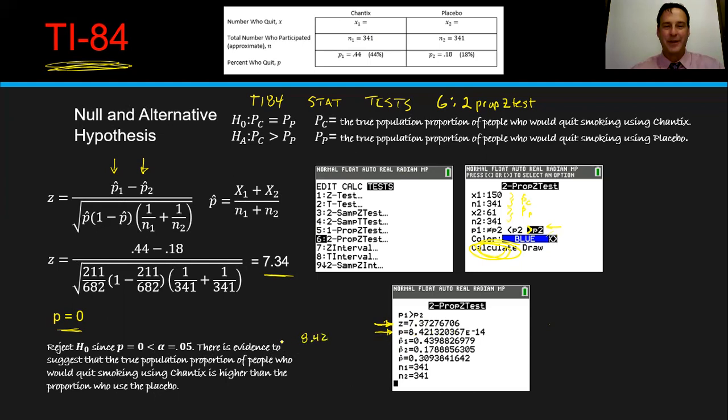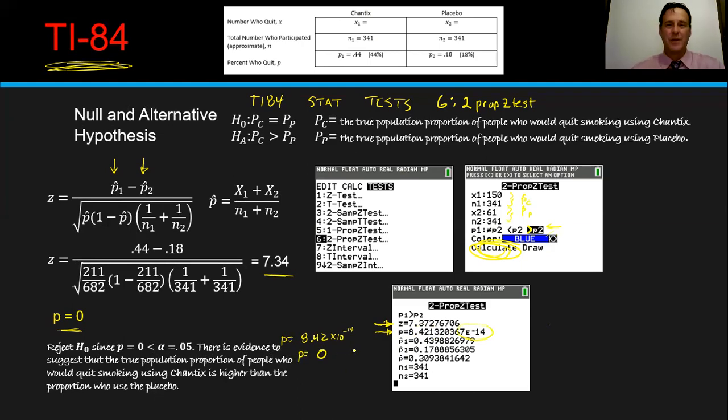And remember, that is not a p. 8.42 is not a proportion. Remember, this e to the negative 14 is really times 10 to the negative 14. If you want to write it like that, that's cool. If you just want to write 0, that's appropriate as well. I would make this easy for myself and just say it's 0.